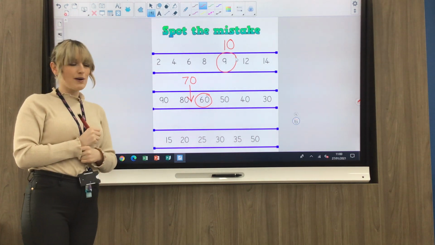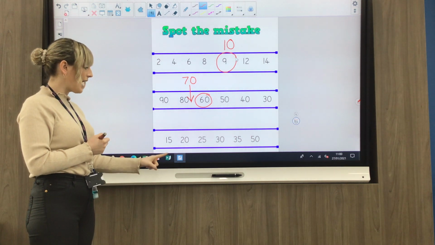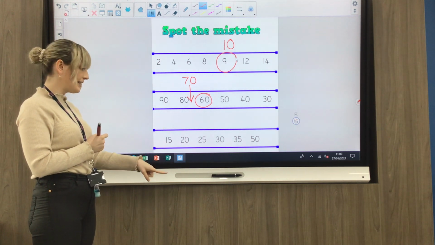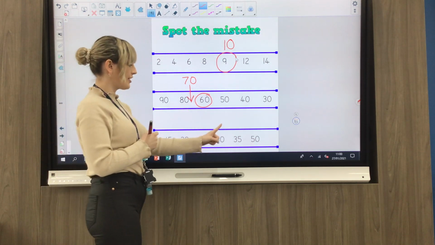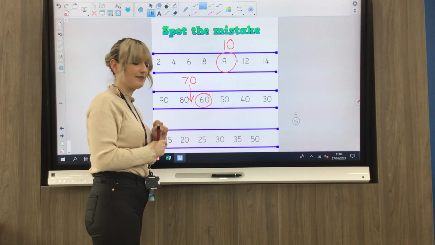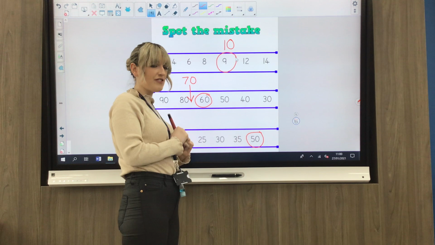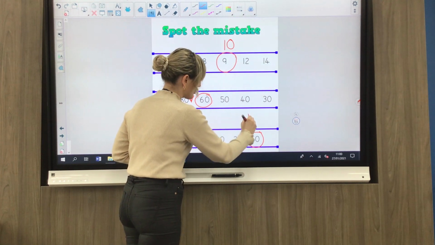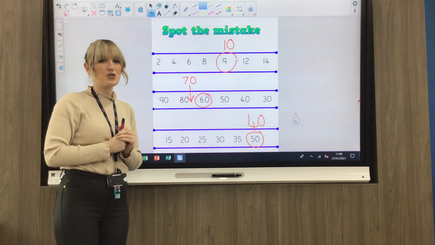Okay, let's look at the next one then. So we're counting in 5s this time, so we're starting from 15, so 15, 20, 25, 30, 35. Oh, what should it be? Well done if you spotted that the number 50 was in the wrong place, it should have been 40. Okay, I'm sure you got all 3.